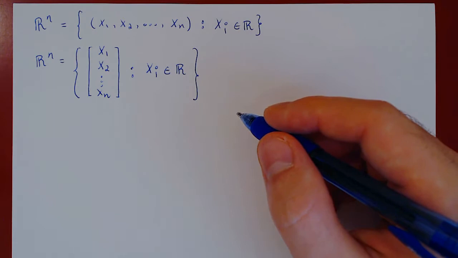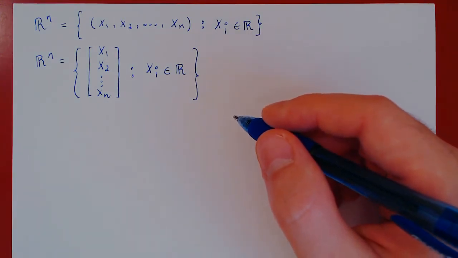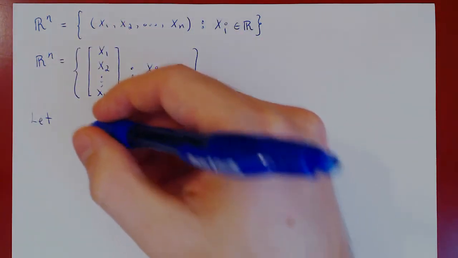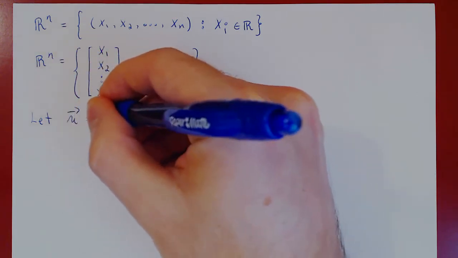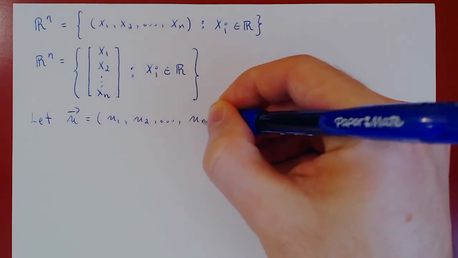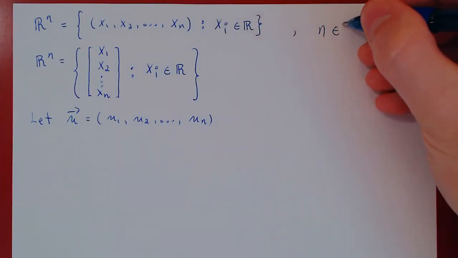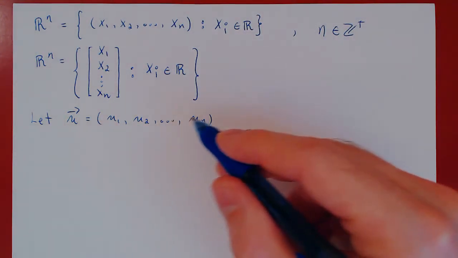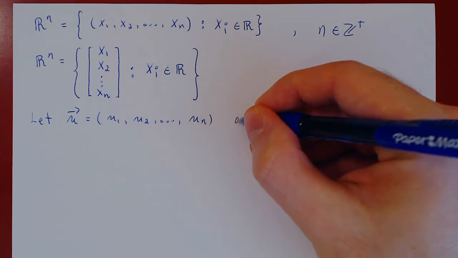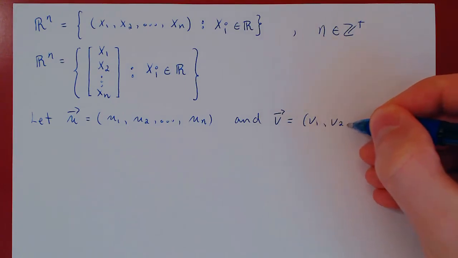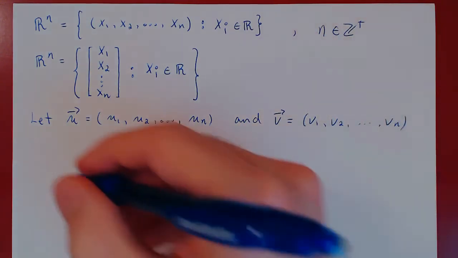So the first thing, or at least a review, is to go over our dot product. If you let u and v be two vectors in Rn, so you can let u be the vector with components u1, u2, up to un. And here again, n is an arbitrary positive integer. It could be 1, 2, 3, 47, doesn't matter. We have a vector with n components. And let v also be a vector in Rn, v1, v2 up to vn.